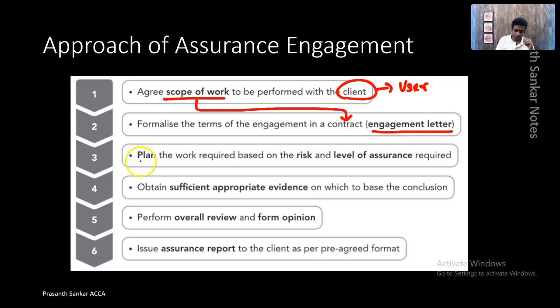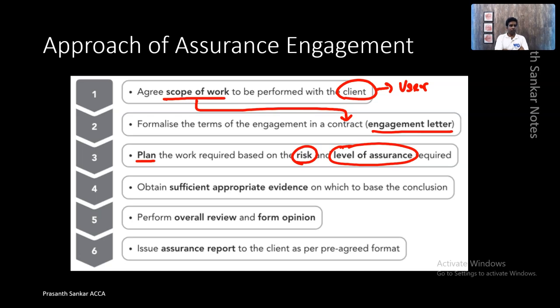Plan your work. And whenever you plan something, look at the risk involved with that work. And what is the level of confidence you have to give. Let's say for a level of assurance, let's call it a confidence. What is level of assurance? We'll learn in a minute. But how confident your user has to be, that depends upon the level of assurance you're going to get. And you need to plan the work. And when you plan the work, you need to look at the risk that is involved in your work as well. Why do you have to look at the risk?